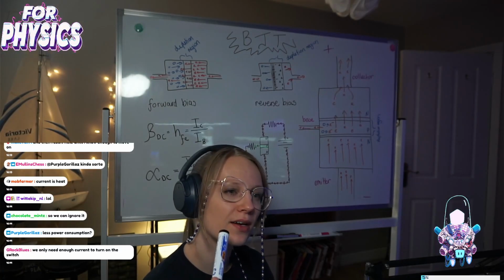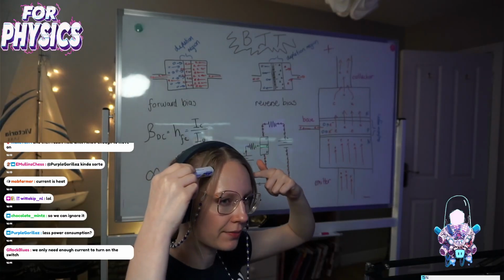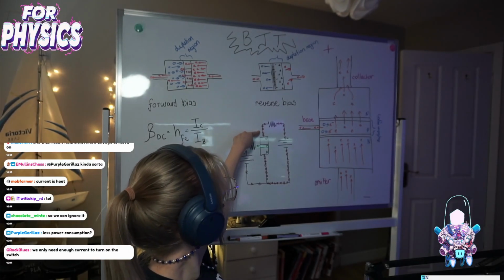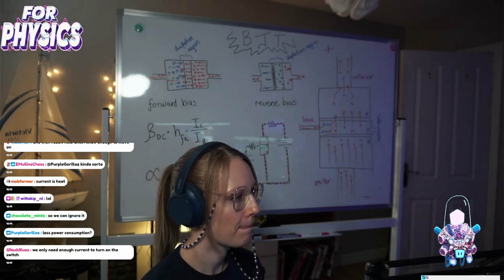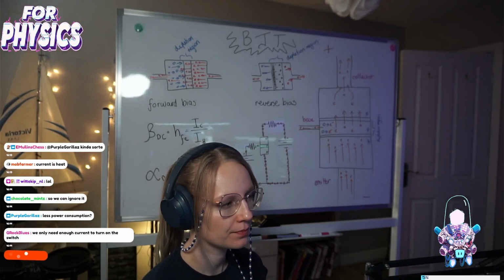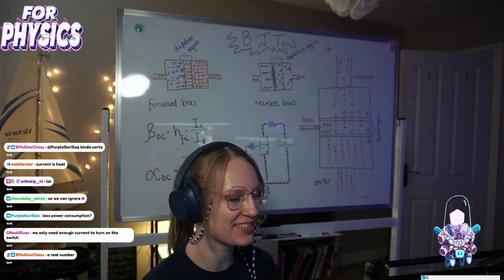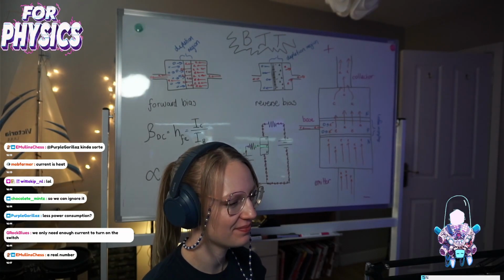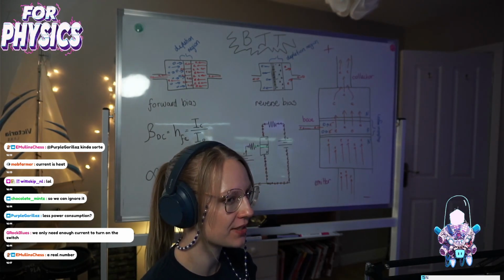What kind of number is that going to be, chat? Let's get our brains working. This number divided by this number. Anyone have any ideas? A real number. Good answer. So it's a ratio number of the collector current over the emitter current.